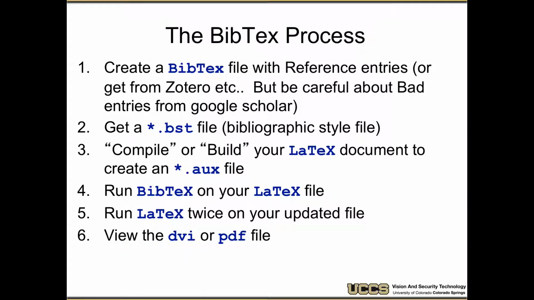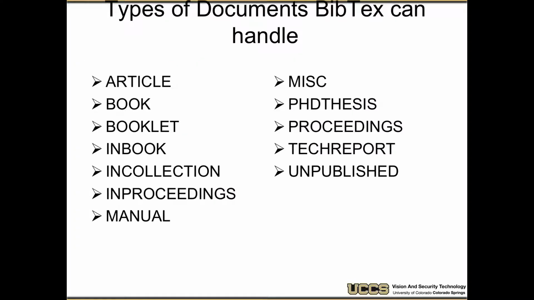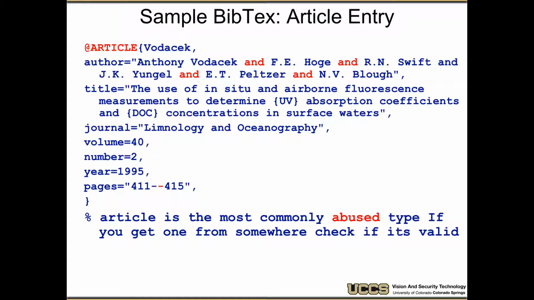To make a BibTeX for the process, you create a BibTeX file, you get a BibTeX BST file, which is a style, and put that in the same directory. And then you run BibTeX on your LaTeX file, you run LaTeX, and then you get your PDF or DVI, right? So if you're doing this in Overleaf, it will take care of BibTeX and all the processing for you. If you're doing it locally, you have to have those things on your own. BibTeX can handle tons of file types.